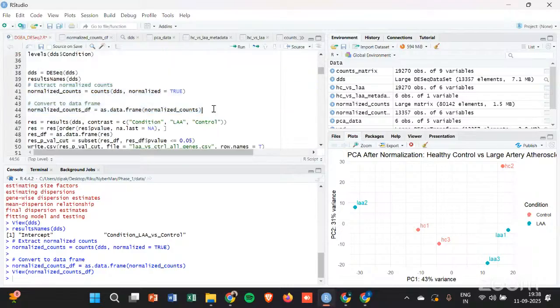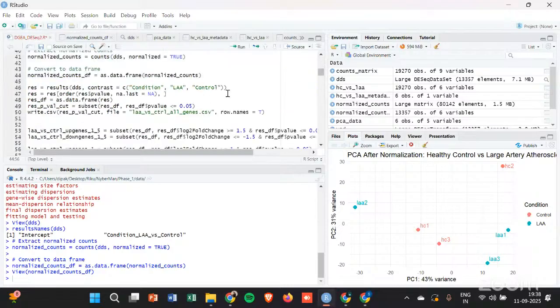Now, in order for us to get the table, we are going to perform the hypothesis testing. As I mentioned, by default, DESeq2 performs the Wald test, right? We had gone through it.